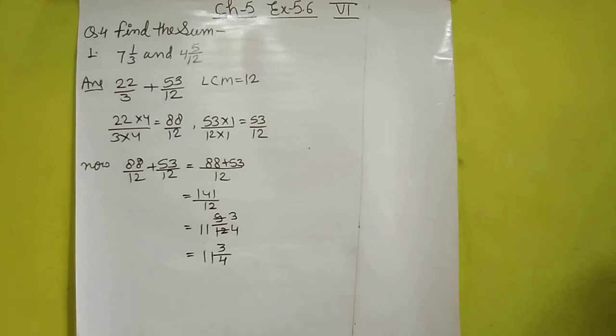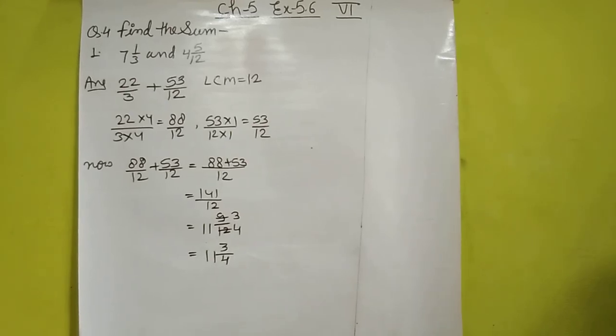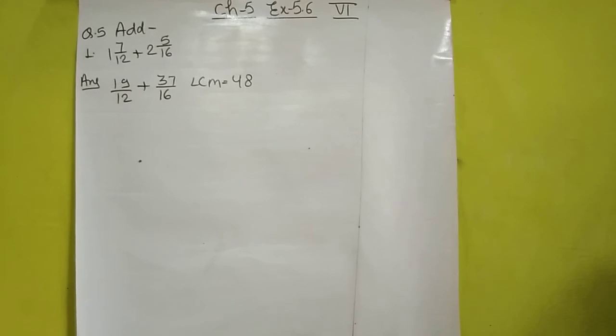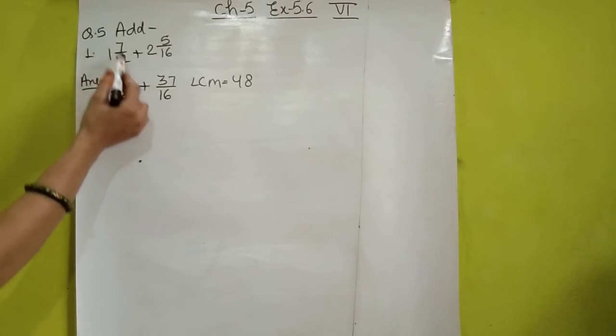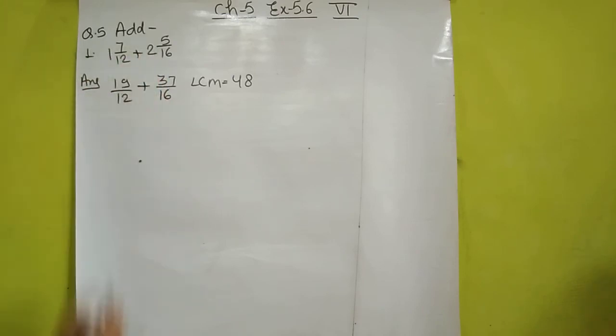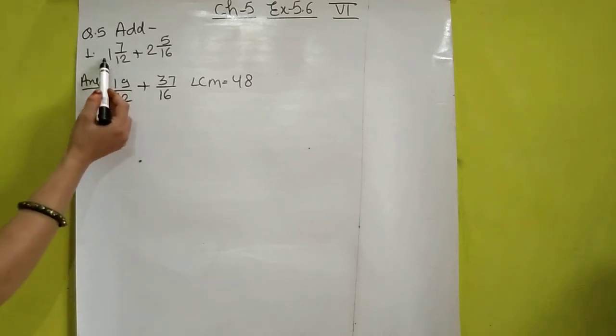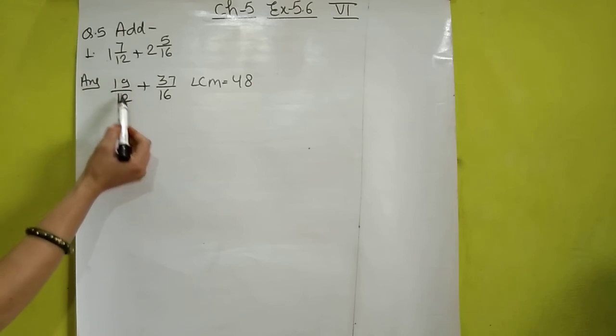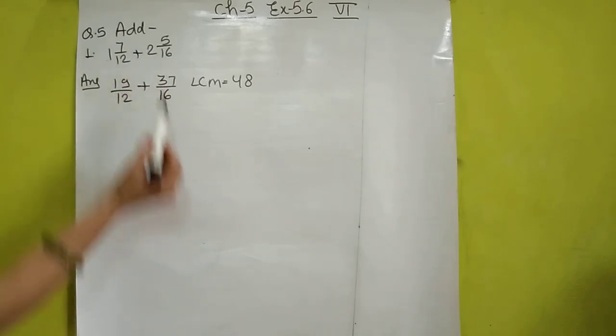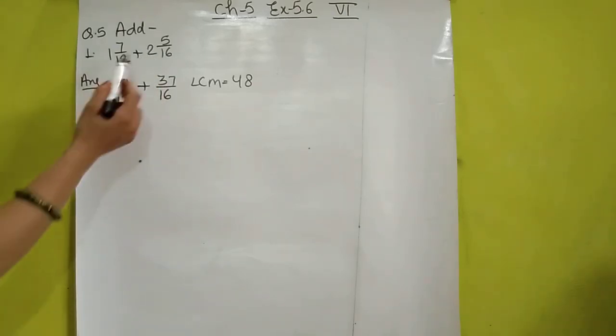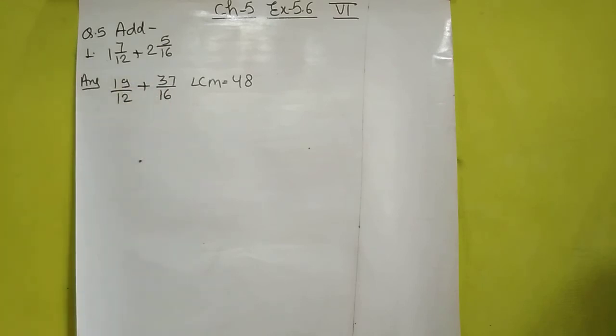Now students, question number 5. Now students, question number 5 again, add part 1: 1 7 upon 12 plus 2 5 upon 16 are given in mixed fraction. So first of all, I will convert into improper fraction, that is 12 1s are 12 plus 7, 19 upon 12 plus 16 2s are 32, then plus 5, 37 upon 16. Now denominators are different, so the LCM of 12 and 16 will be 48.